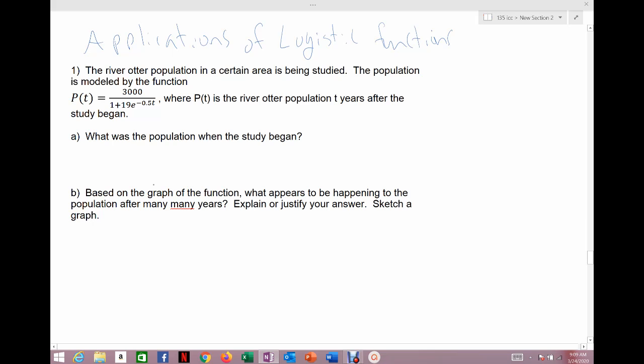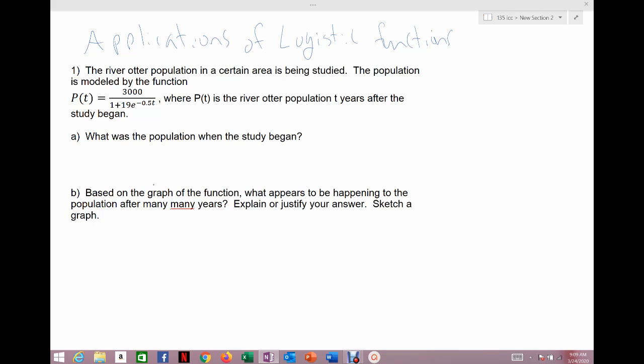Alright, so today's notes. Last time we talked about the logistic curve, what it looks like and what all of its parts mean. Today we're going to look at applications of it. The first application we're looking at is population growth for otters.